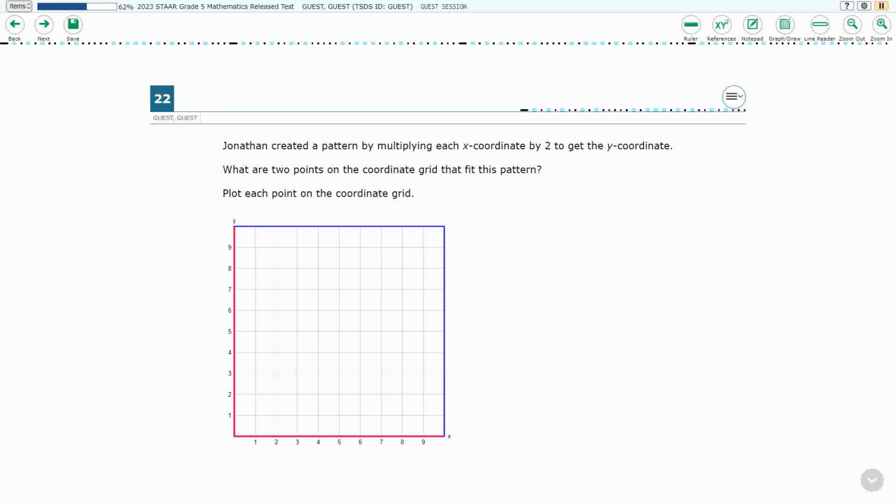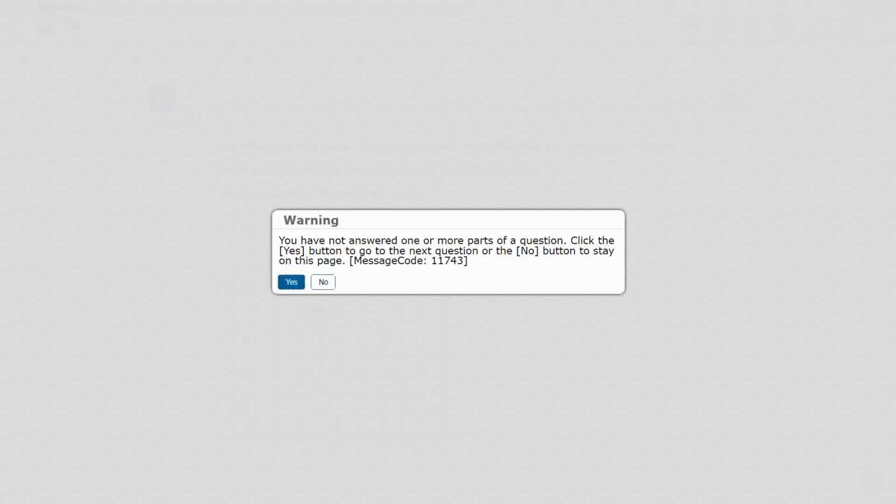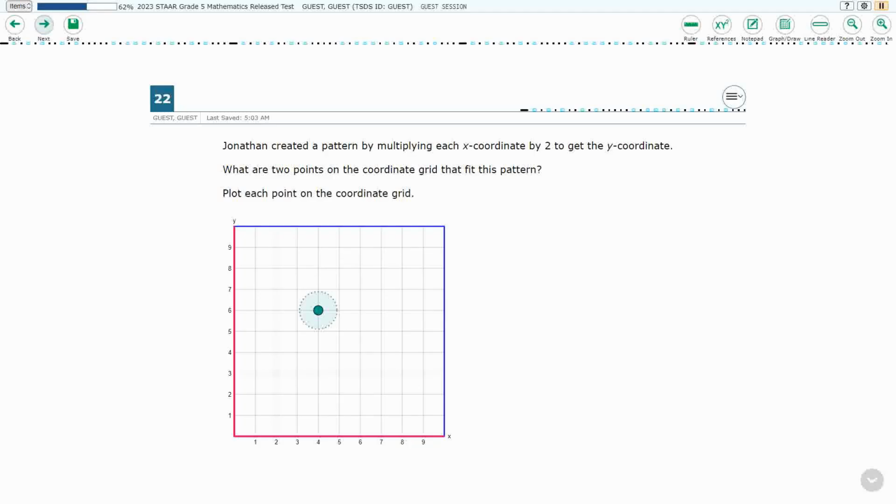So Jonathan's creating a pattern, multiplying each x coordinate by 2 to get the y coordinate. All right, so we need 2 points here, right? I'm just going to click one just to show you that if you only click 1 point, you are going to get that error message. And if you click 2 points, you can't click a third. You'll just end up removing that second spot and moving it around. So that's not going to work. And we can click and drag either of these.